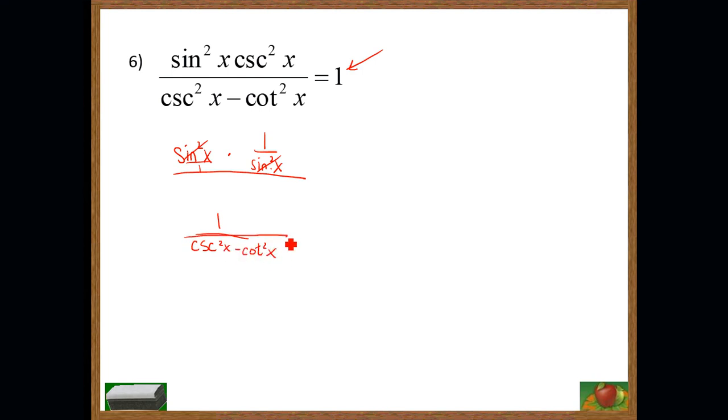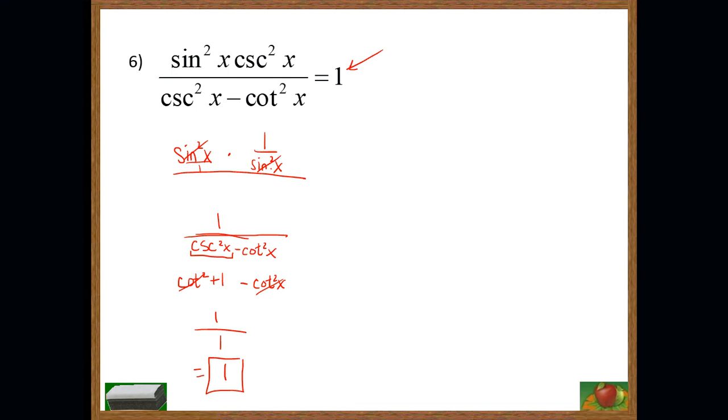Well, what am I going to do with that? Well, cosecant squared is the same thing as cotangent squared plus 1. Now I'm going to take away that cotangent squared according to the rest of the denominator there. So I end up with 1 over 1 is my answer, which equals 1, what I was trying to prove. Okay? So that's sort of how a trig proof works. You want to work one side to try to accomplish your goal on the other side.